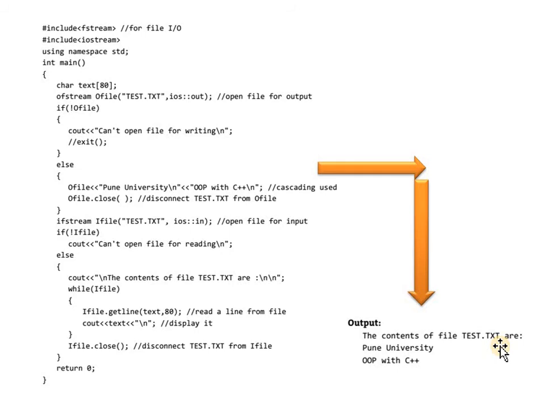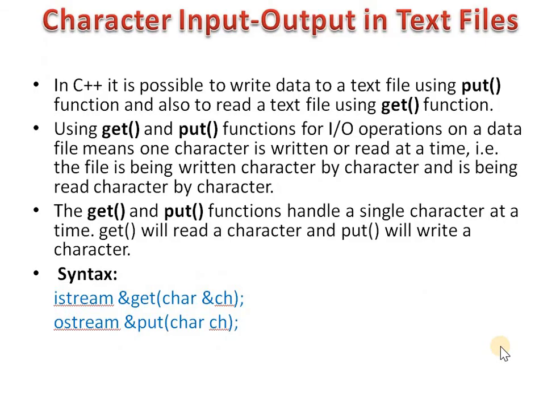You can also read the contents of the file by using character input output in a text file. That means by using the get and put functions, it is possible to write data to the file by using the put function, and by using the get function we can also read a text file. These are another two methods that are used mainly for input output operations. That means for writing data to the text file we use the put function, and for reading the contents of the text file we use the get function.